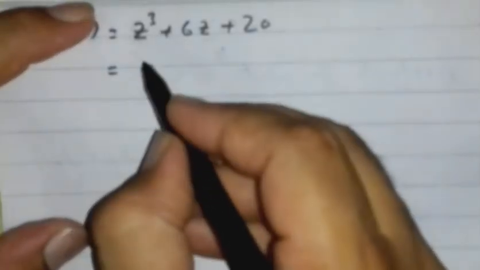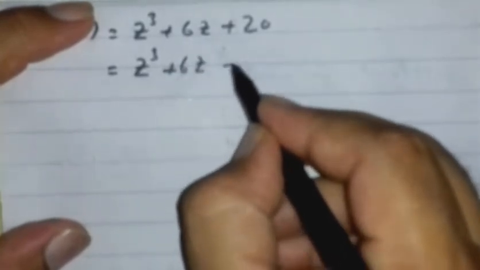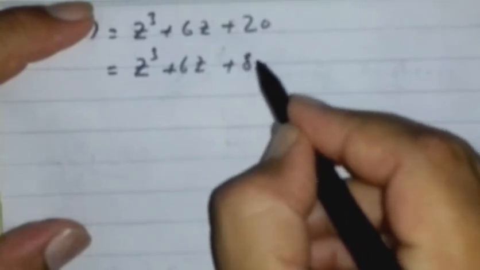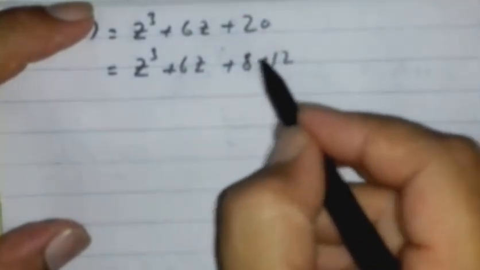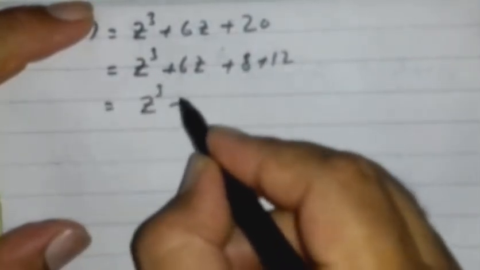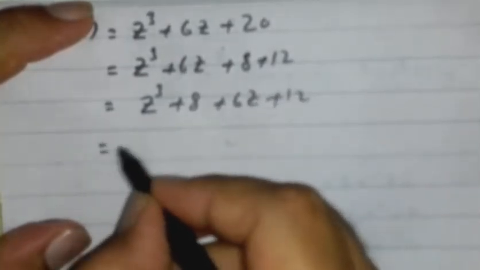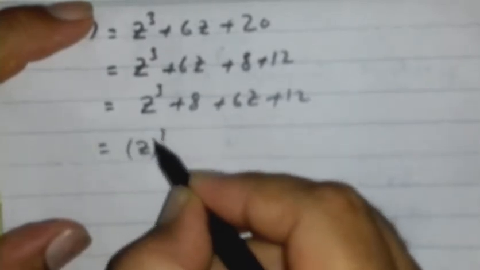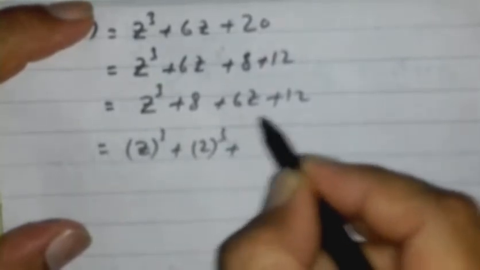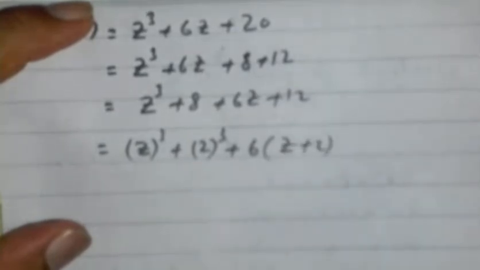we can write it as z cube plus 6z plus 8 plus 12. 8 plus 12 we get 20. Now we can write it as z cube plus 8 plus 6z plus 12. Further we can write it as z whole cube plus 8 can be written as 2 cube. Take 6 common, so we get z plus 2.